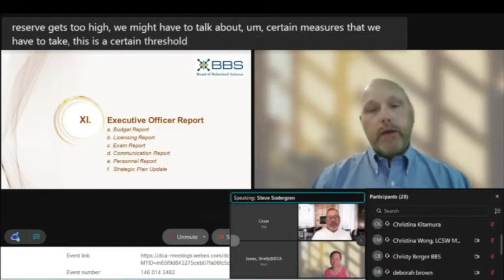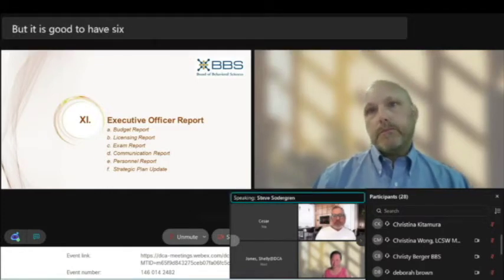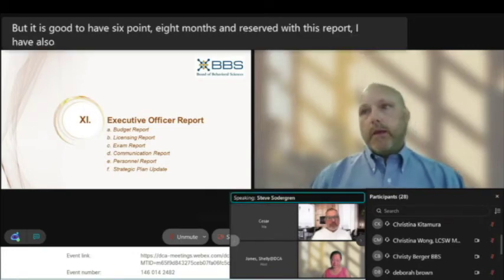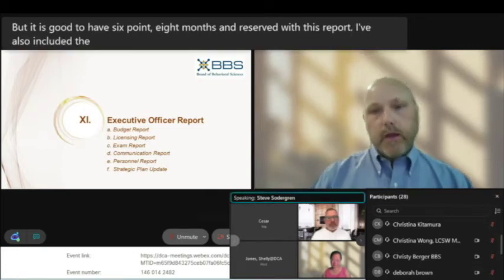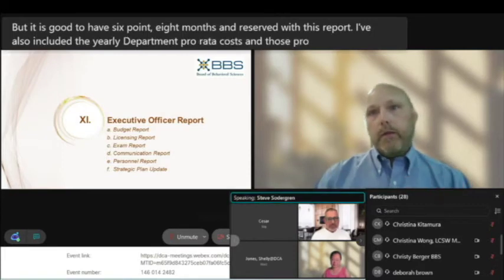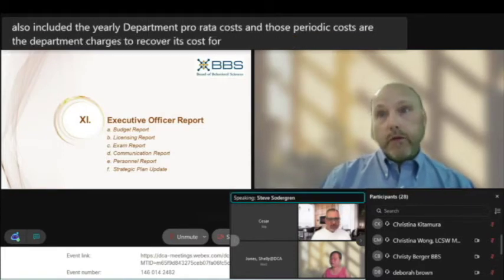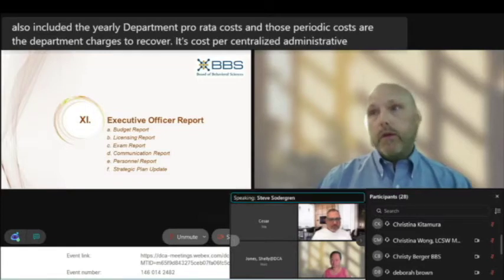So, but it is good to have 6.8 months in reserve. With this report, I've also included the yearly department pro rata costs, and those pro rata costs are the department charges to recover its costs for centralized administrative services provided to the boards and bureaus.